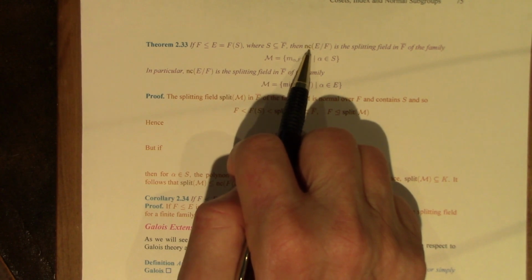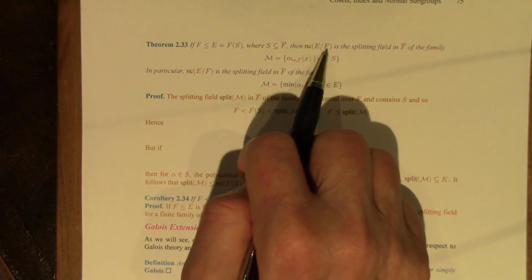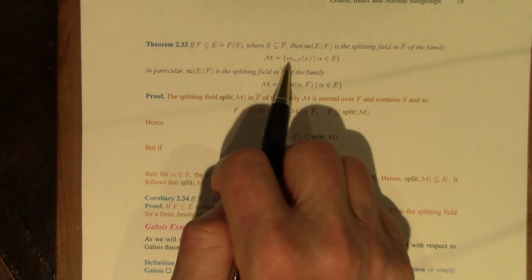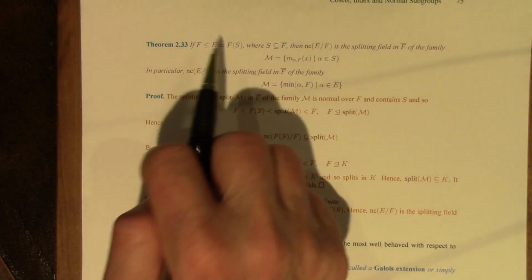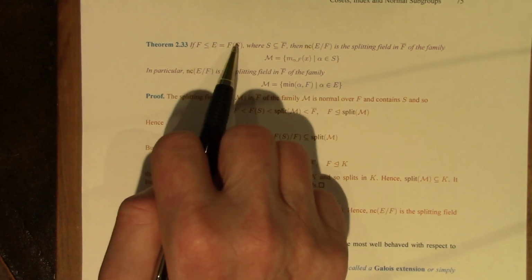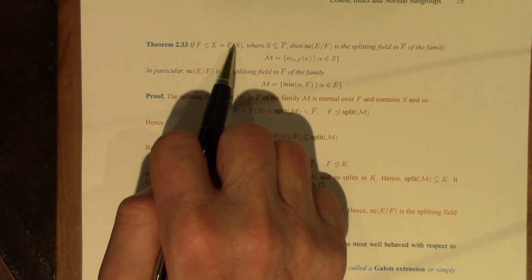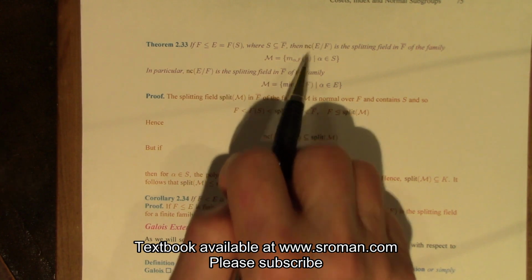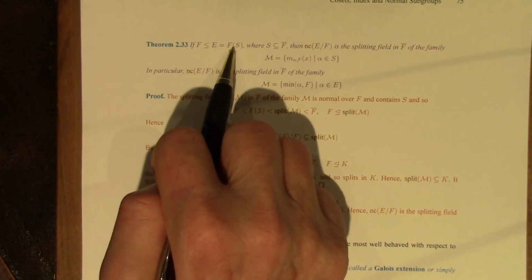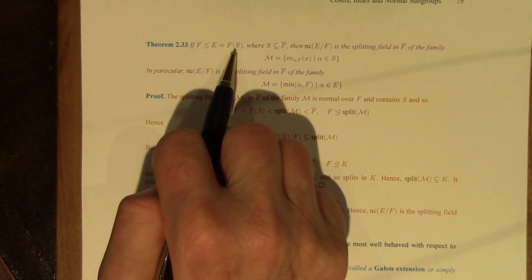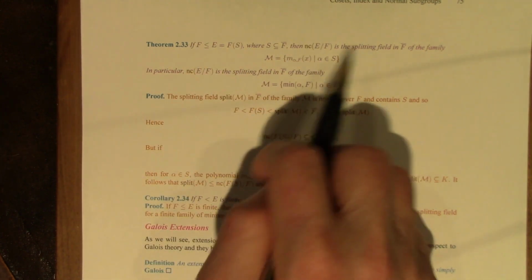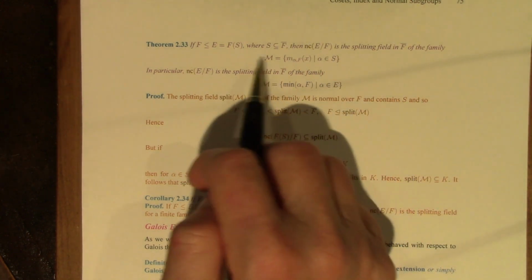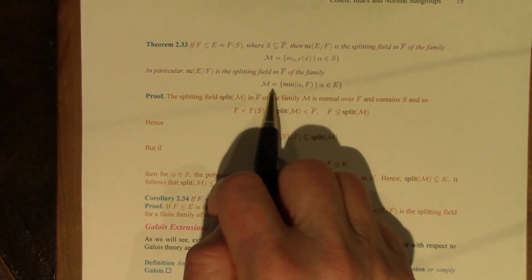The normal closure of E over F is the splitting field in F bar of this family. We've seen this family before when we discussed when FS is normal. It's normal if and only if it's the splitting field for this family. We're talking about something a little different here. We're not asking when this is normal. We are asking what is the normal closure of this extension, and it is the splitting field of this family. And if we take S to be all of E, it's this family.